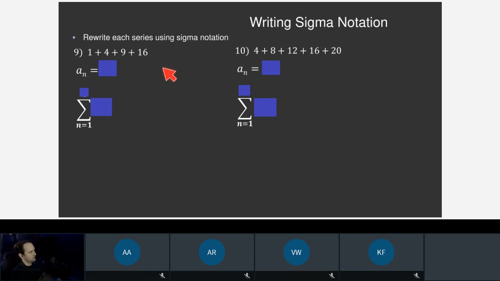So 1 squared is 1, 2 squared is 4. So what is the formula in terms of n? I have to have n in there.